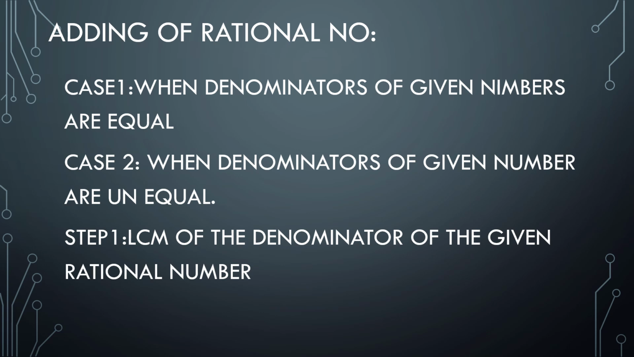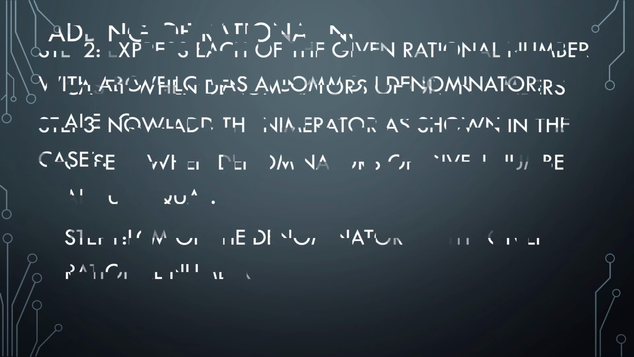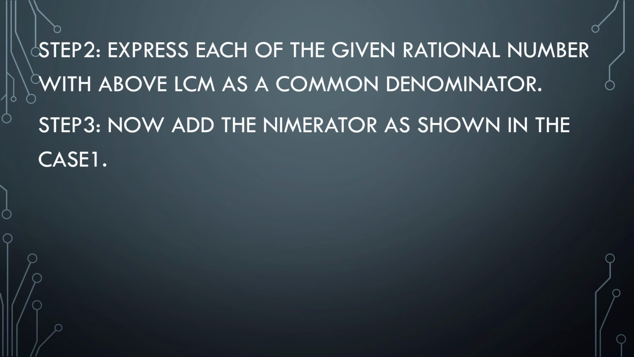In case number 2, the denominators of the given numbers are unequal. So let's see the steps. First, take the LCM of the denominators of the given rational numbers. Step 2: express each of the given rational numbers with the above LCM as the common denominator. So you have to multiply each number till you get that. Step 3: now add the numerators as shown in case 1.